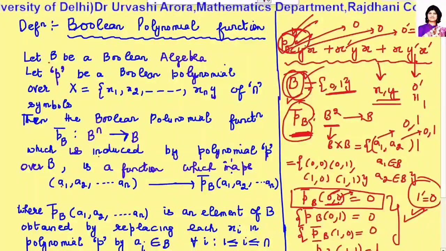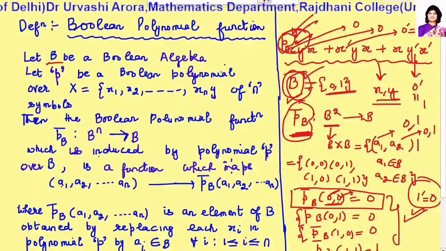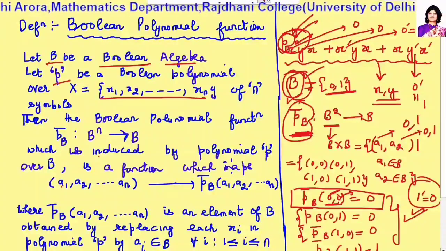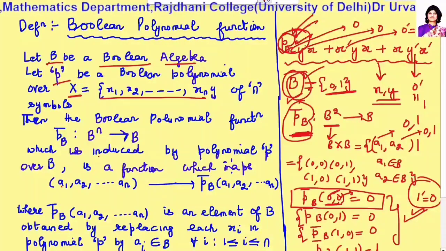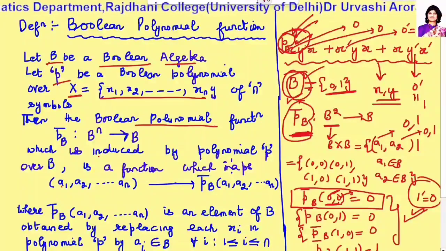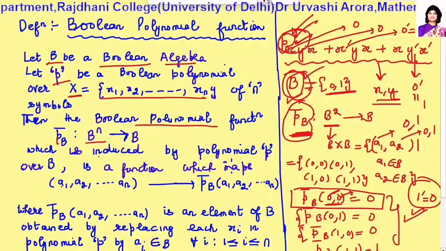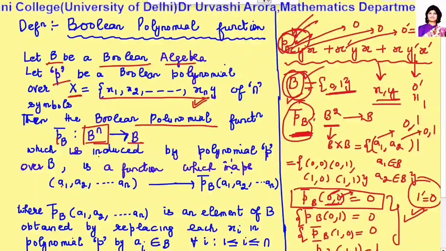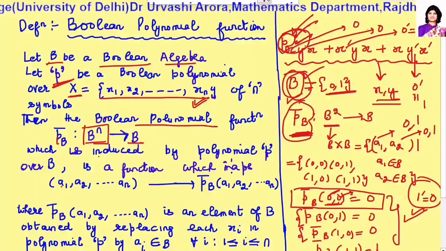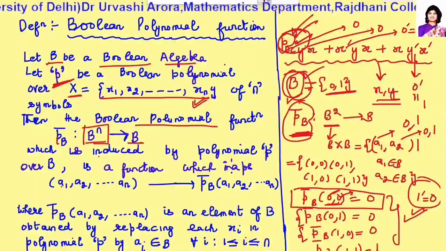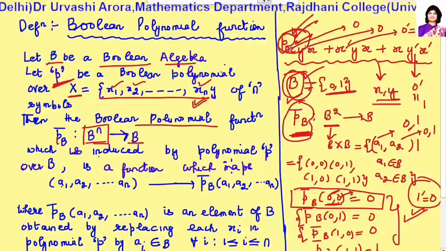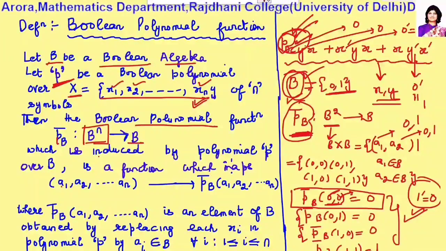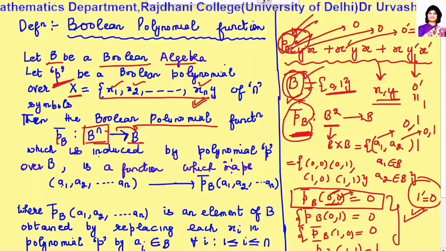Coming to the definition on the left of the screen, which is the general definition of a Boolean polynomial function: if B is any Boolean algebra and p is any Boolean polynomial over the set of n symbols, let's say x1, x2 and so on till xn, which we are denoting by capital X, then the Boolean polynomial function, which we denote by p bar b, is a mapping from Bn to B. In the domain Bn has to be taken because there are n symbols over which the Boolean polynomial p is defined. These n symbols are x1, x2 and so on till xn. That is why in the domain of p bar b we have Bn, and p bar b maps every element of Bn to an element in the Boolean algebra B.